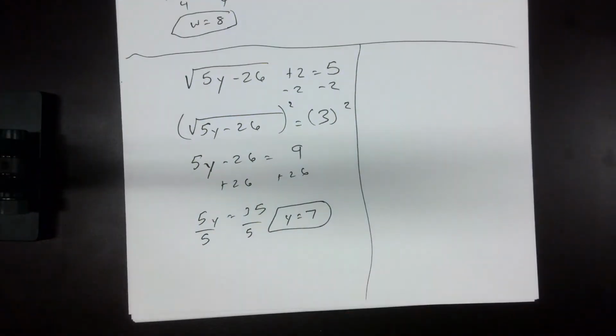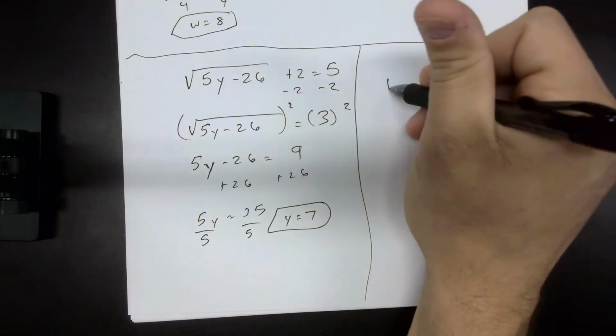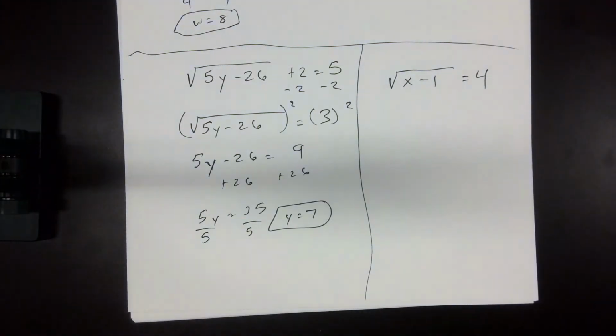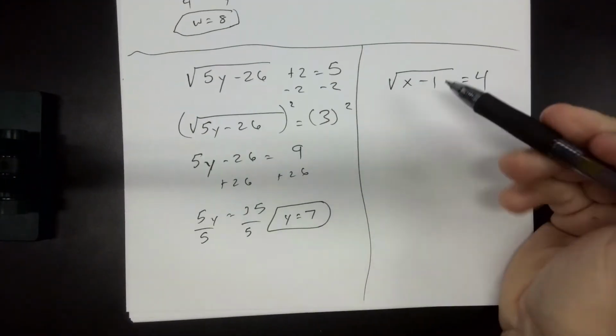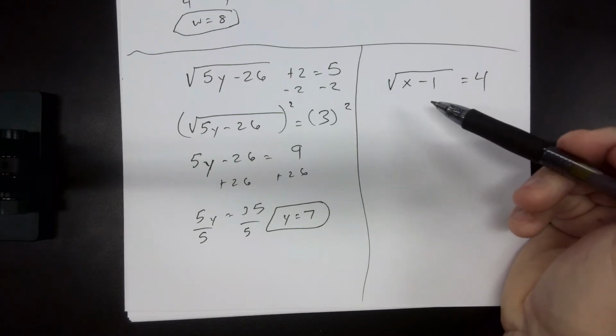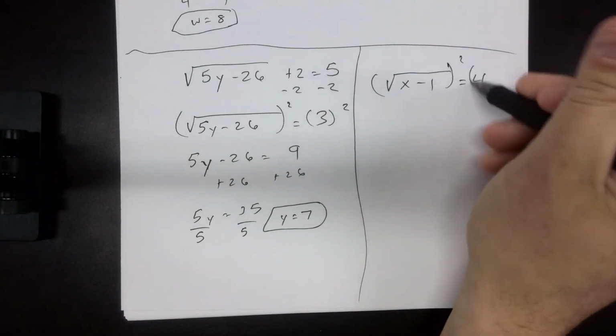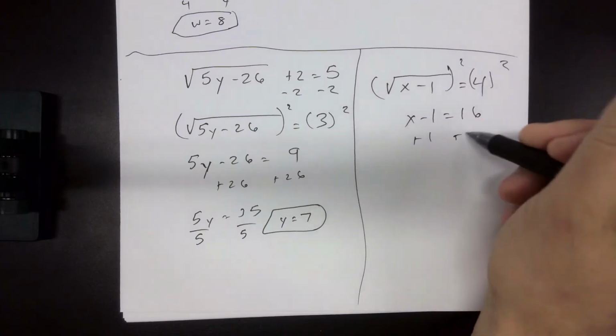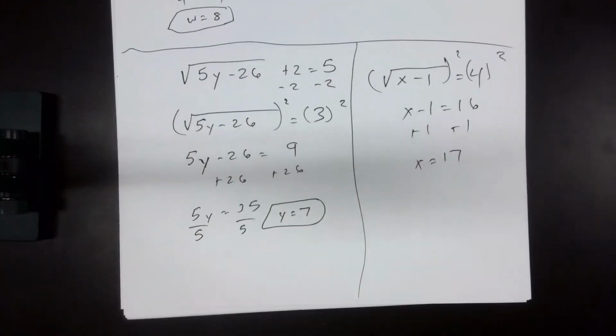Actually, believe it or not, this problem that I'm going to show you right now was on the actual ACT test. Not your pre-ACT, but the actual ACT test. It was like this. The square root of x minus 1 equals 4. So all we're going to do is, the radical is already alone, so at that point we just square both sides. x minus 1 equals 16, and then just add 1. That was an actual question on the ACT test, just barely.